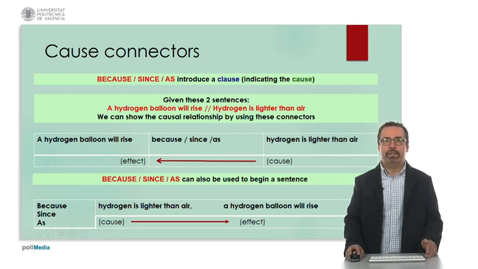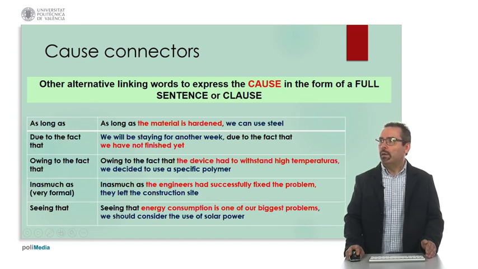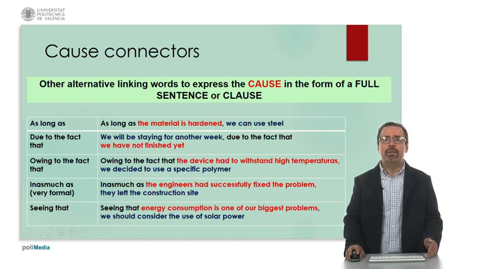This is the effect. It is very important to know the exact location of the cause and effect and the connectors in technical English. Other alternative words or possibilities to express the cause, but in the form of a full sentence or clause, also like in the case of because, since, or as, are listed here. The most typical ones are: as long as the material is hardened, we can use still.